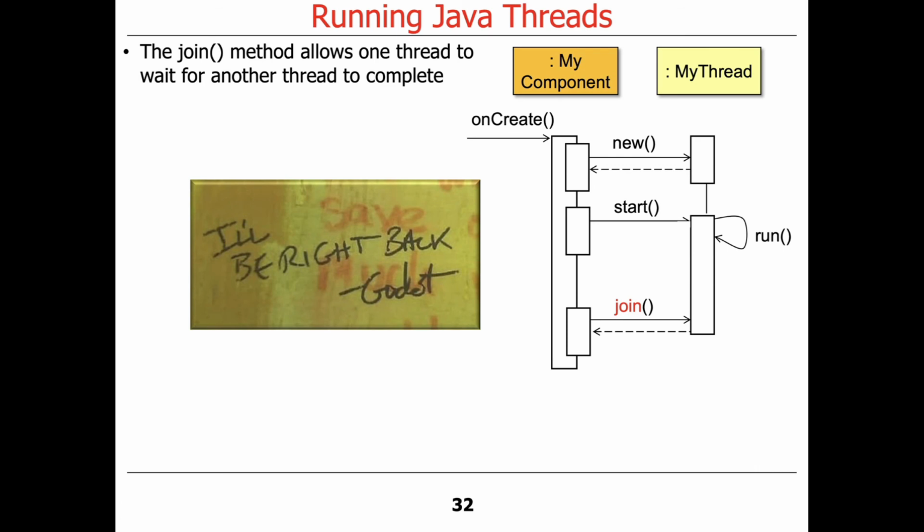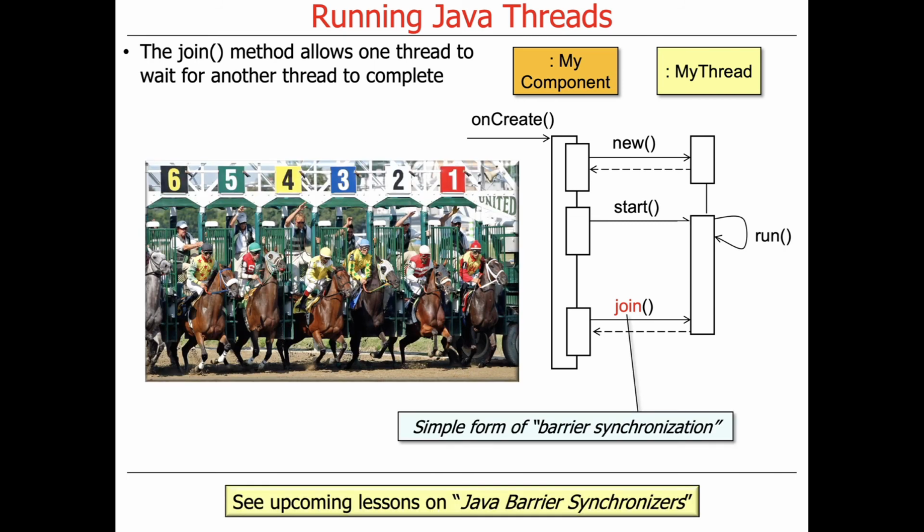The join method is a method on thread that allows one thread to wait for another thread to complete. We've talked about this before with some of the examples we gave. You can think of join as what's known as a simple form of barrier synchronization. So you can spawn a bunch of threads and then you go ahead and join, waiting for them to finish, kind of like a horse race. There's lots and lots of examples of barrier synchronization in the real world, and we'll talk about a lot of them when we get to that part of the course.